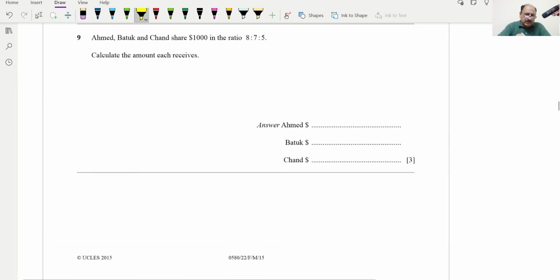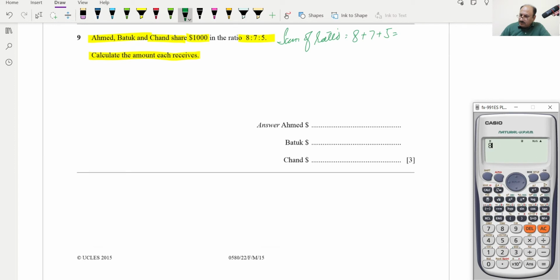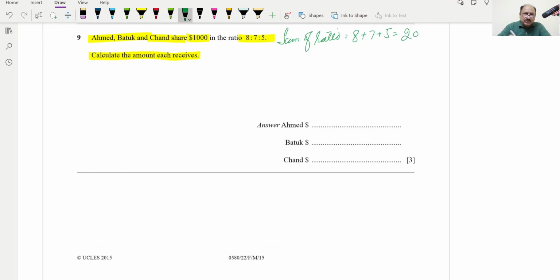Question number 9 says Ahmad, Batuk and Chand share $1,000 in the ratio of this one. Calculate the amount each receive. So we can go for the sum of ratios. Sum of ratios is equal to 8 plus 7 plus 5, which is equal to 20. So sum of ratios is 20.